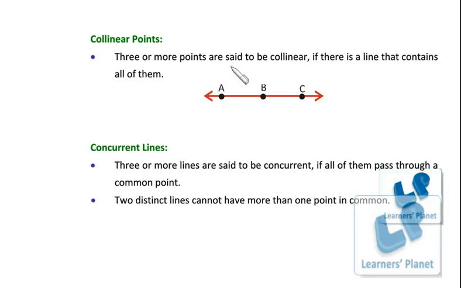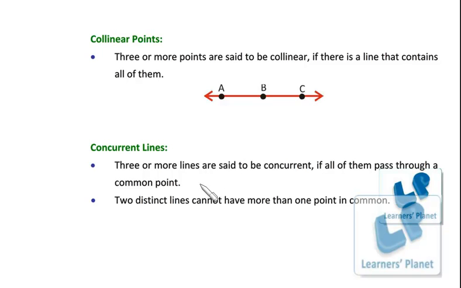Three or more points are said to be collinear if there is a line that contains all of them, right? That means suppose here we see the 3 points A, B, C. If A, B, C, all of them are on a single line, then we call them collinear points.